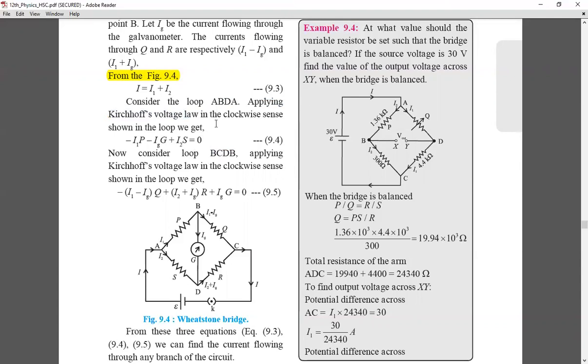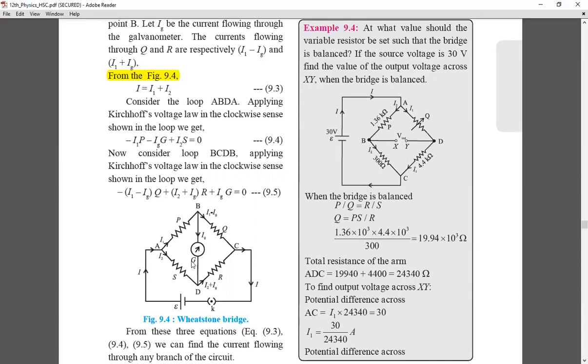Going from A to B, we are moving in the direction of current, so the potential difference across the resistance will be negative. Then B to D, we are also going in the direction of current, so there is a potential difference across the galvanometer, as it also has some internal resistance. The direction of current is from high potential to low potential, so whenever we go from high to low potential, the voltage difference is negative.